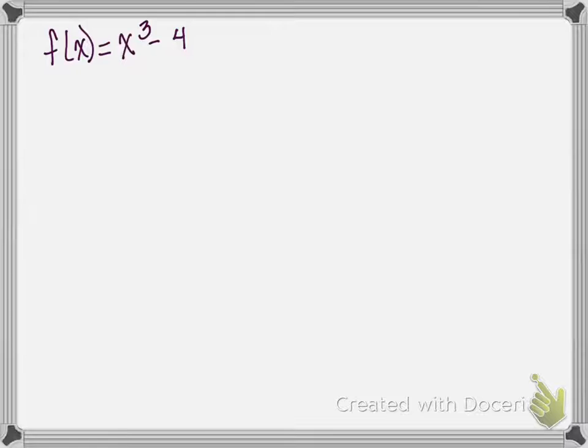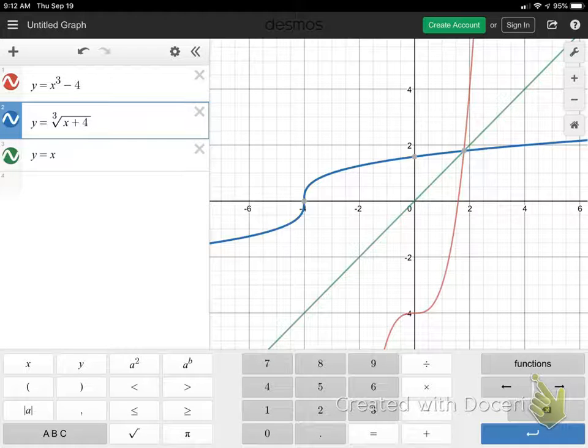Okay, this is what I want to look at next. And this is definitely worth taking a picture. You can either take it now or you can take it after I write all over it. These two functions are inverses of each other. We've got y equals x to the third minus 4, and then we have y equals the cubed root of x plus 4.